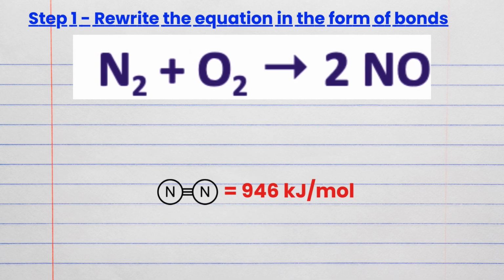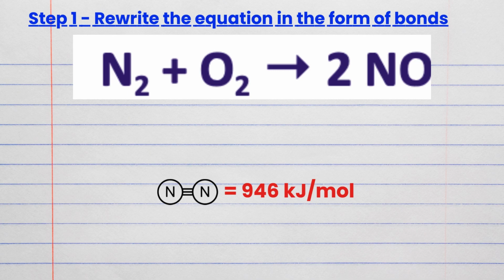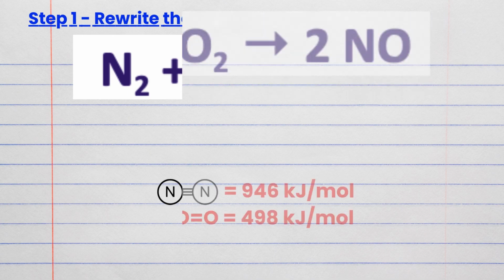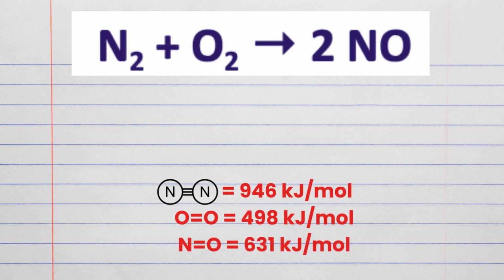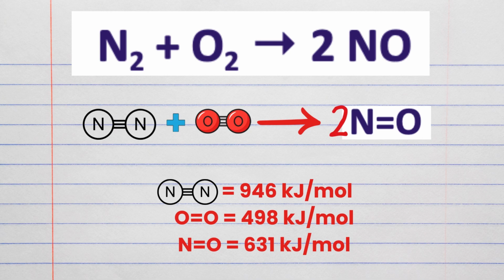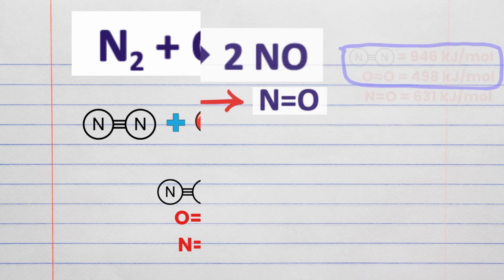The average bond energy for N triple bond N is 946 kilojoules per mole, O double bond O is 498 kilojoules per mole, and N double bond O is 631 kilojoules per mole. So let's rewrite the equation in the form of bonds. So that is N triple bond N plus O double bond O gives 2 times the N double bond O.